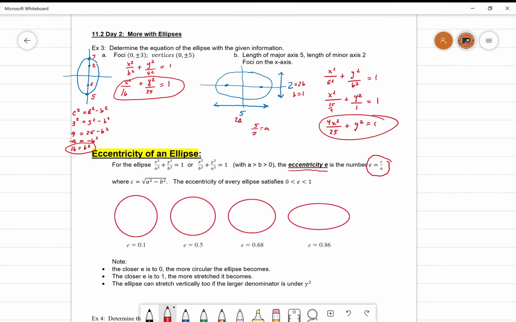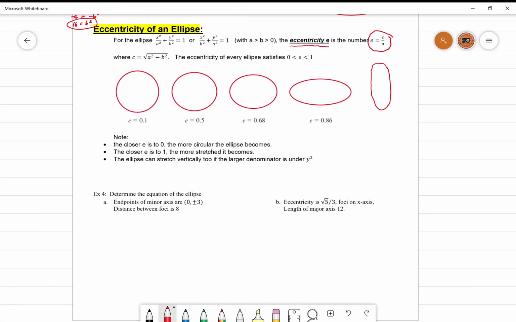And remember, we could have these being stretched vertically too. They just chose to stretch it horizontally. Depends where A is. That wraps up video 1 from day 2 of section 11.2. I'll come back and talk through the last two problems.